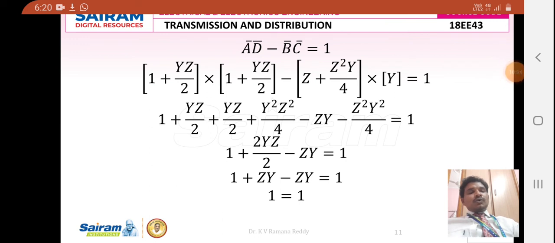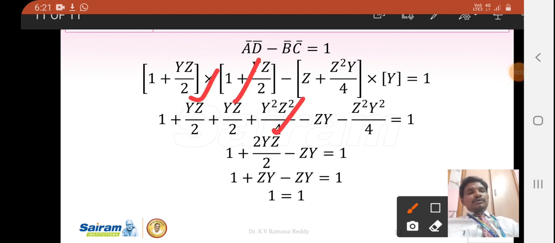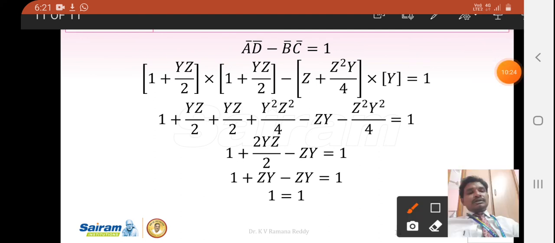That is 1 plus YZ/2, again YZ/2. These two add to give 2YZ/2, and the 2 cancels. The remaining equation is 1 plus ZY minus ZY, so minus ZY plus ZY cancels again. Then 1 is equal to 1. Therefore, the above network satisfies the symmetrical identity. Hence, the given nominal T section network is called a symmetrical network. It satisfies the symmetrical property.